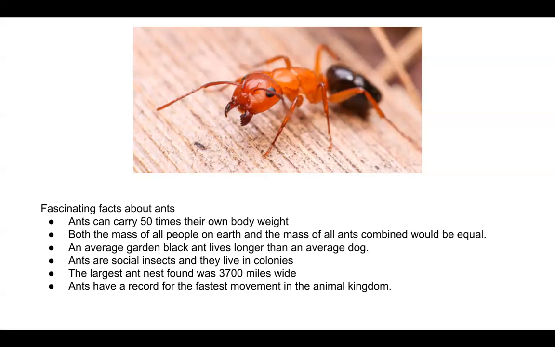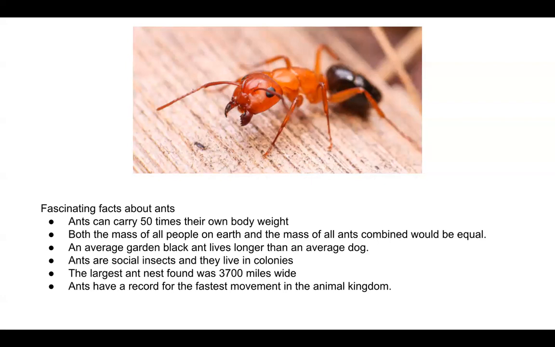Ants have the record for the fastest movement in the animal kingdom. The aptly named species of trap-jaw ants can close their jaw as fast as 140 miles per hour, which is used to kill prey or injure predators.